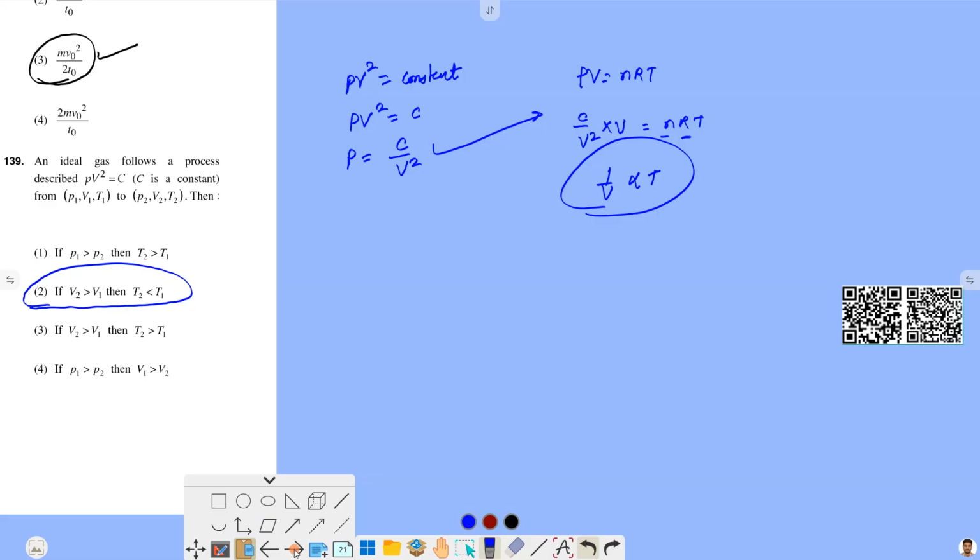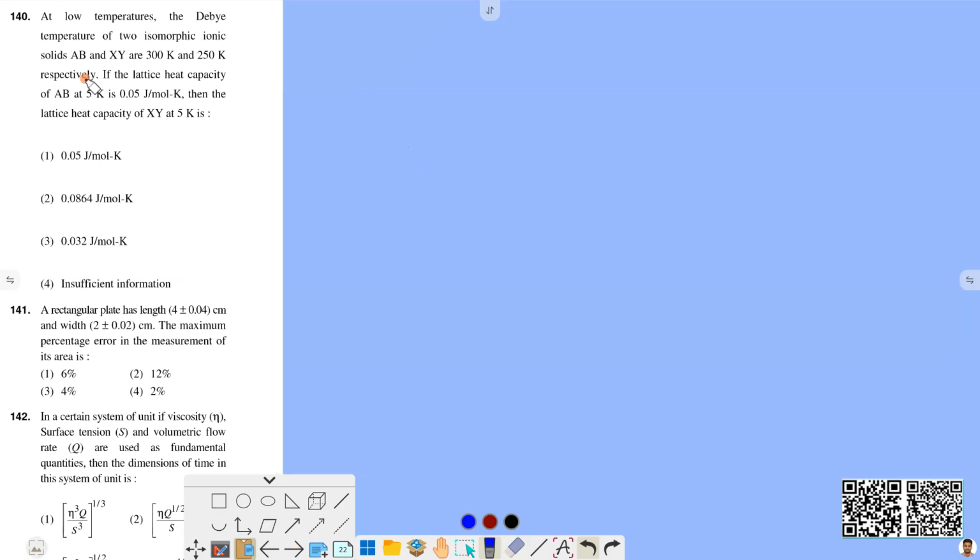Let us move to the next one. Question number 140. At low temperatures, Debye temperatures of two isomorphic ionic solids AB and XY are 300 Kelvin and 250 Kelvin respectively. The lattice heat capacity of AB is given. Then the lattice heat capacity of XY is. So this is related to solid state physics, and as we already discussed, we are going to skip these types of questions.